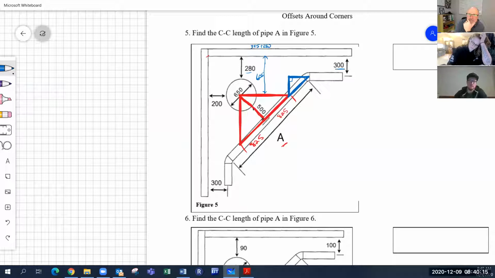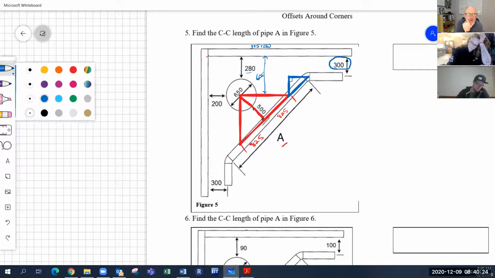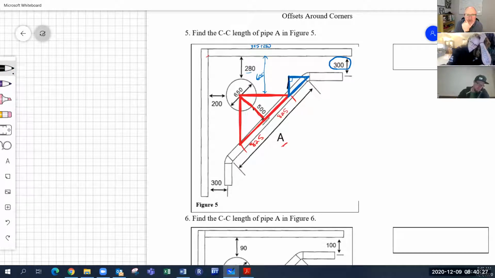And if I then minus off this 300 over here, see this 300 over here? If I minus that off of the 605, that would give me this line right here. This black line is now equal to 305. And that is a run or a rise. So then I could take 305 and times that by 1.414. And so this line right here is 431.27.